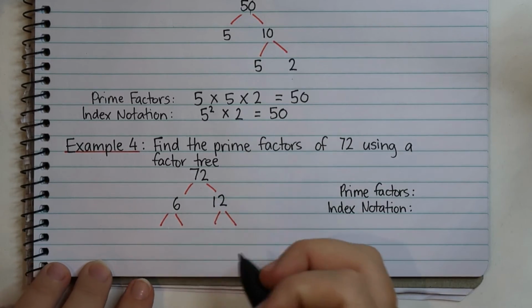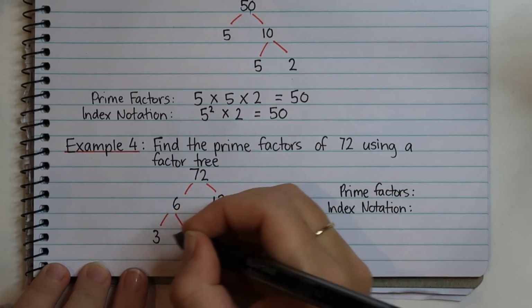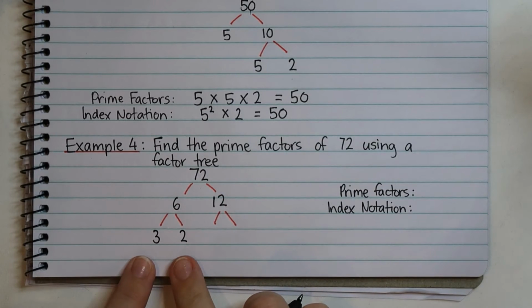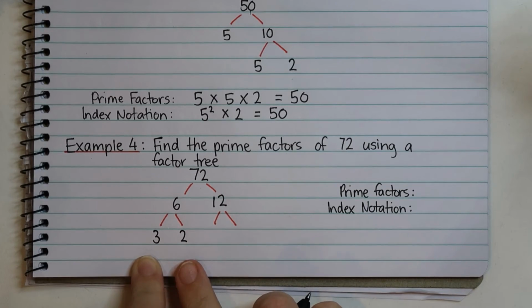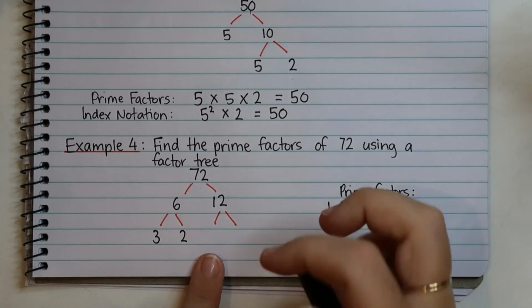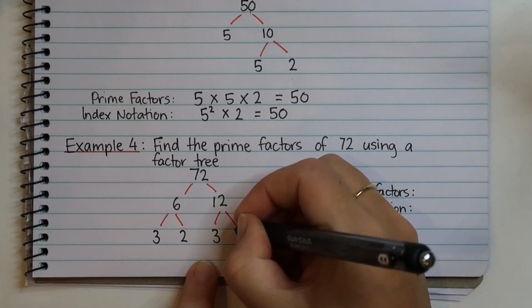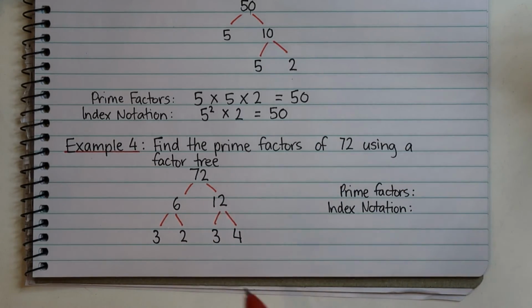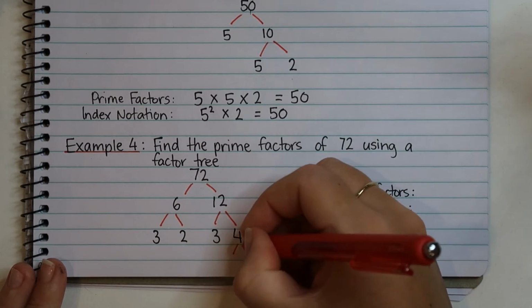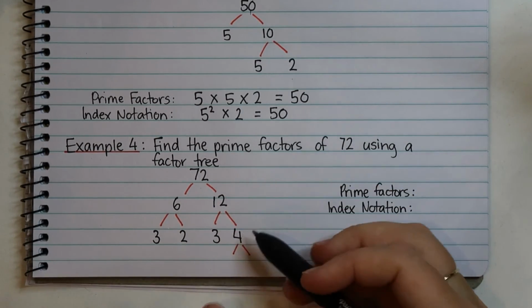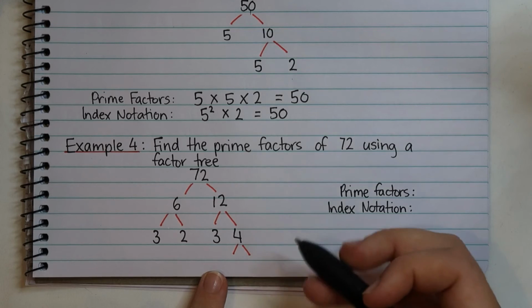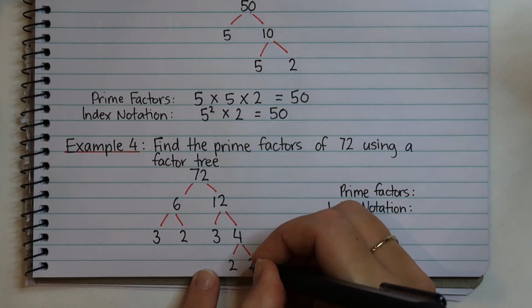So a factor pair for 6 is 3 and 2. Those both are prime numbers, so I can stop there. And a factor pair for 12 would be 3 and 4. 3 is a prime number, 4 is a composite number. So writing out my factor pair for 4 would be 2 and 2.